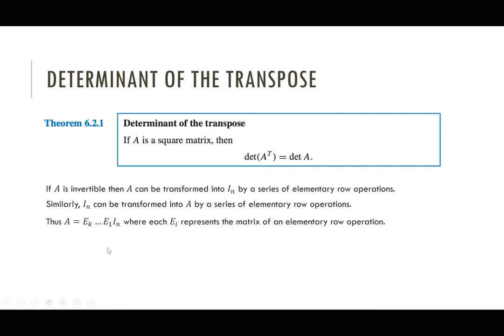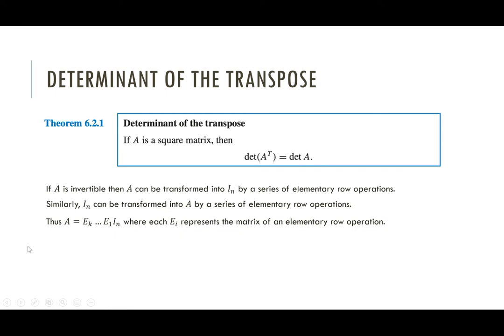And so this means we can write the matrix A as, well, start with the identity matrix, and then multiply it times one of these elementary row operation matrices, and keep going, and maybe you have to do something like k times in order to finally get to A. But you can write A in this way as a series of matrix multiplications of elementary row operation matrices times the identity. So each of these is the matrix of a row operation.